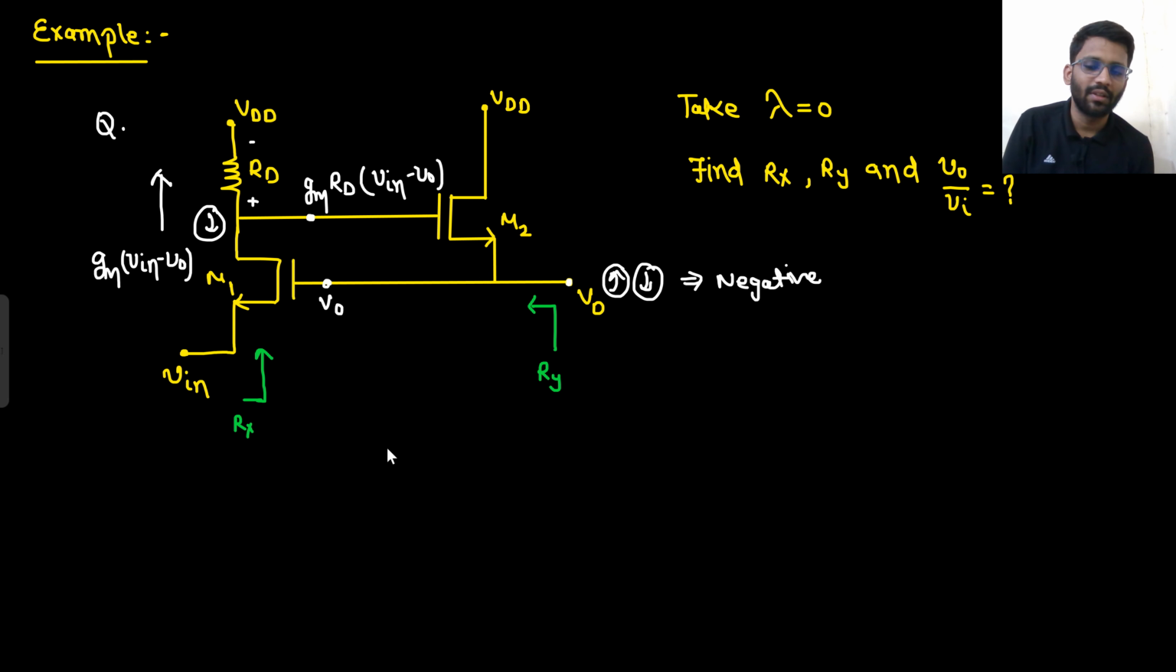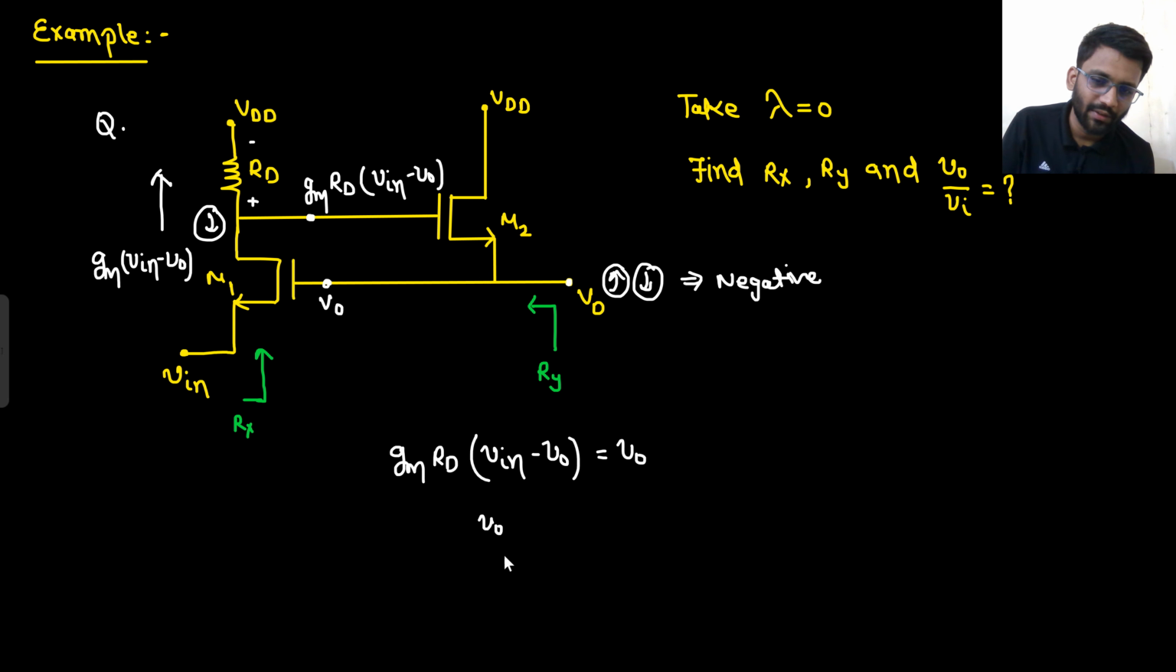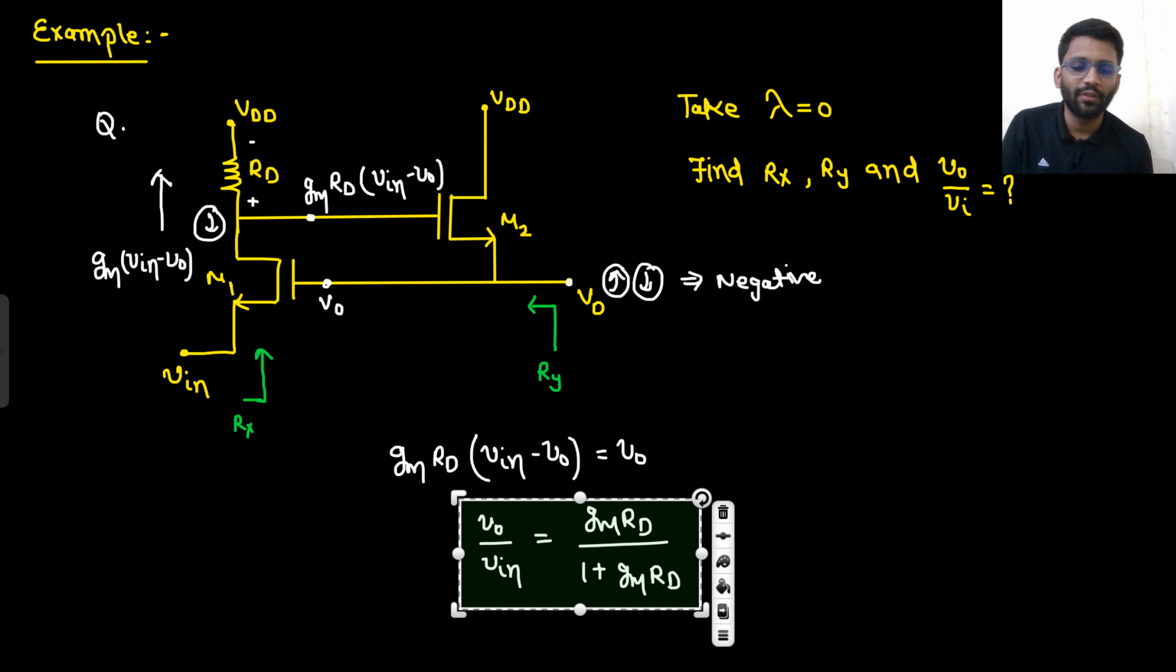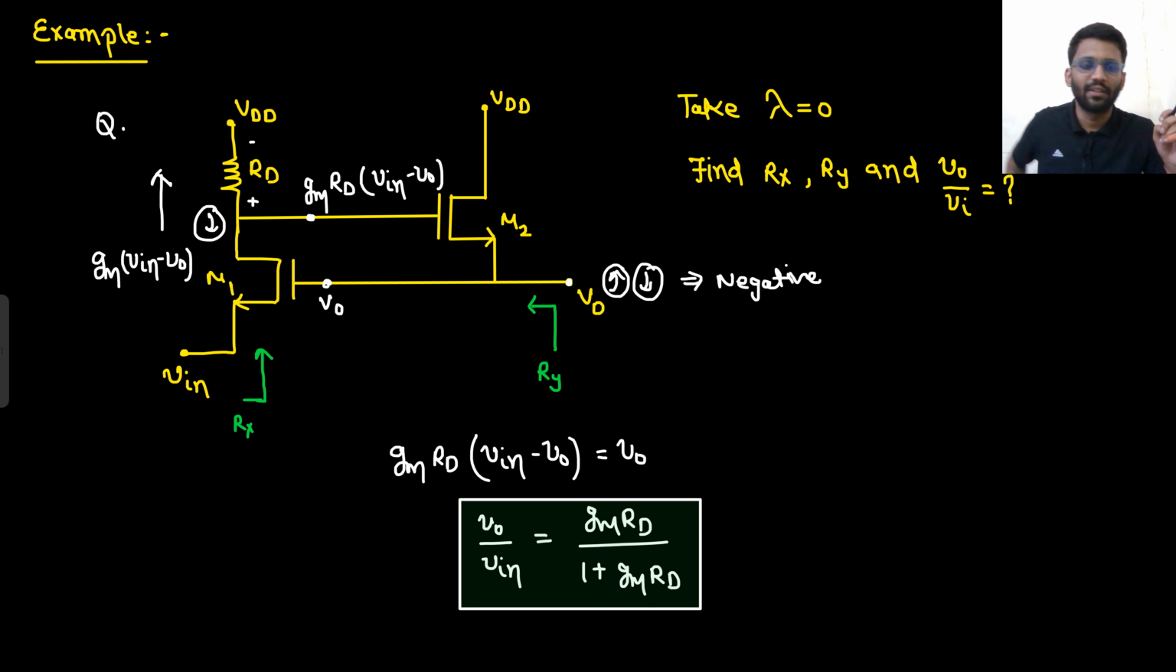So you can put gm RD (V in minus V naught) equals V naught. If you solve it, V naught by V in would be gm RD upon 1 plus gm RD. So this is the first solution which you solved without the concept of feedback topology. You did not use any feedback topology here.